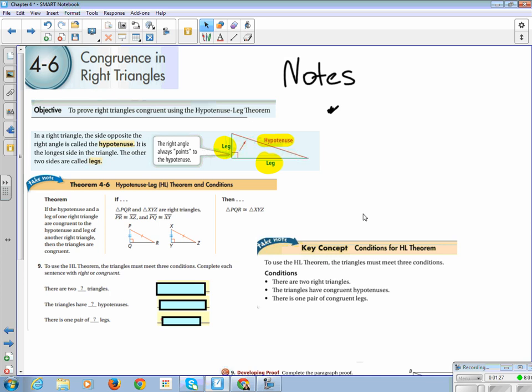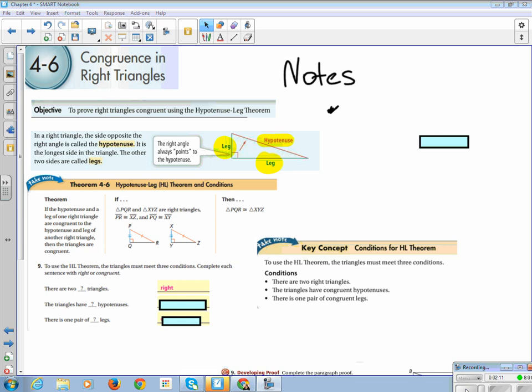So what kind of triangles do you need to use hypotenuse leg? Acute, obtuse, or right? So it has to be right triangles. If you have right triangles, the first thing you want to do is look at hypotenuse leg. Then if it doesn't fit, you can move to the other, like angle, side, side. But if you have a right triangle, the first thing you want to test for is, can you use the hypotenuse leg theorem?